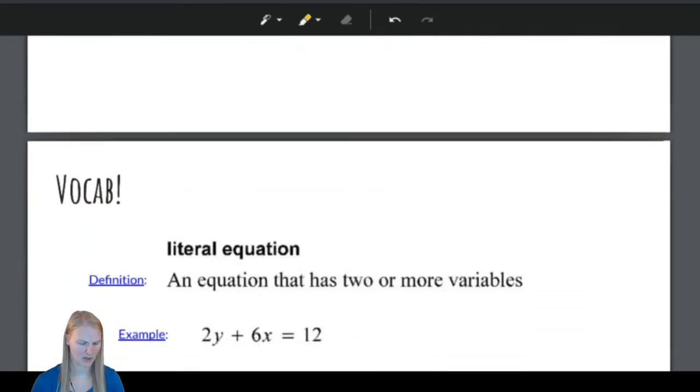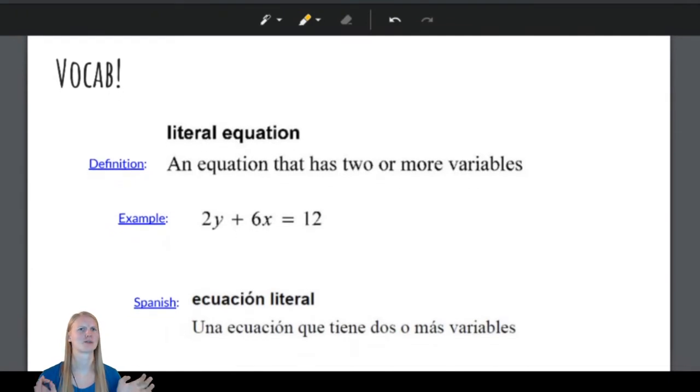Now I know what you might be thinking. What on earth is a literal equation? Let's talk about it. A literal equation is just an equation that has two or more variables.